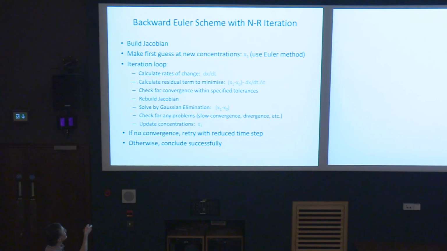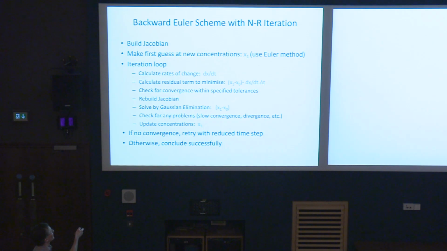And then we calculate the residual term. Basically, what we're trying to do is we're trying to minimize this expression here. So we calculate what the difference in this concentration from the concentration at the start of the step is, minus this rate of change times the time step length. All right? And then we check for convergence. Are we close to zero? Are we close enough to zero to be happy? All right? First time round, that's never going to be the case.